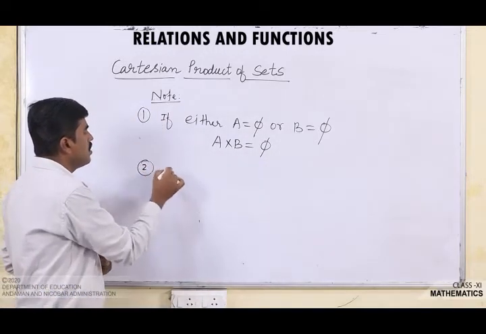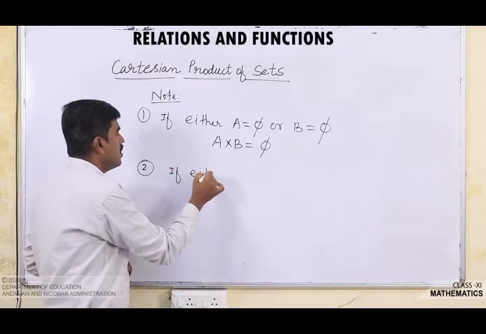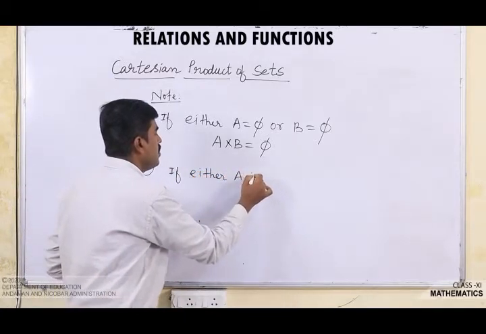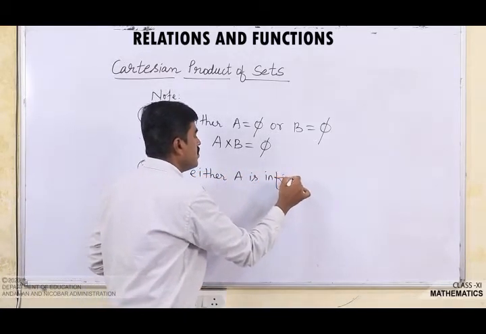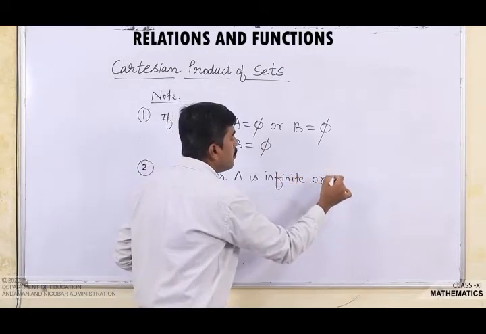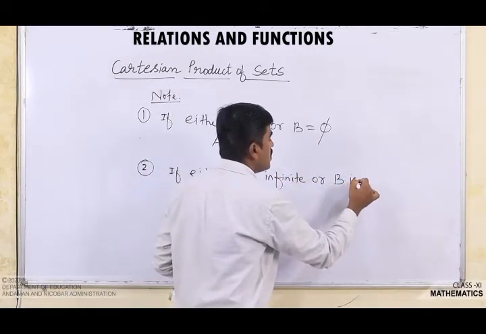Number 2, if either A is infinite or B, the set B, is infinite.